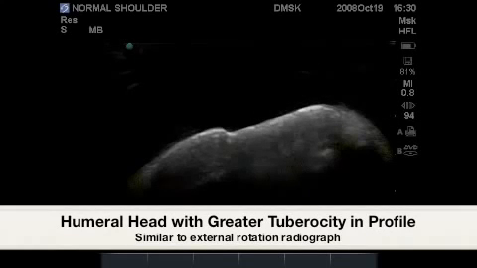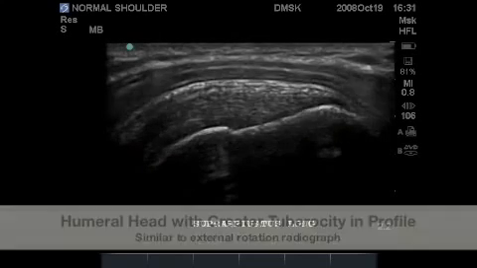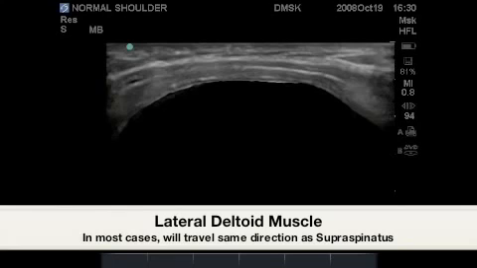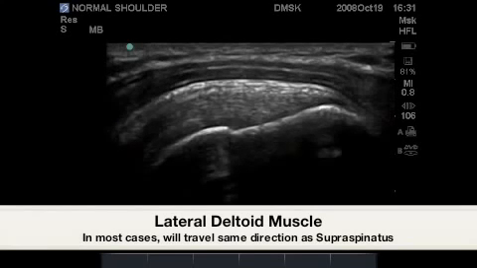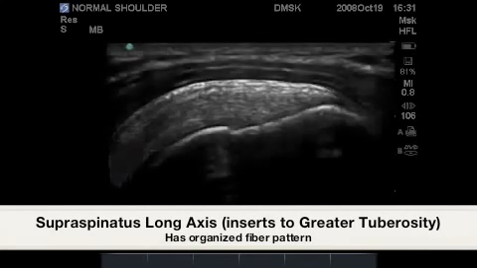Highlighted here is the humeral head and greater tuberosity in profile. It is not uncommon to see a long axis deltoid muscle in relation to the long axis of the supraspinatus tendon. Highlighted in the next image is the long axis of the supraspinatus tendon as it inserts to the greater tuberosity.